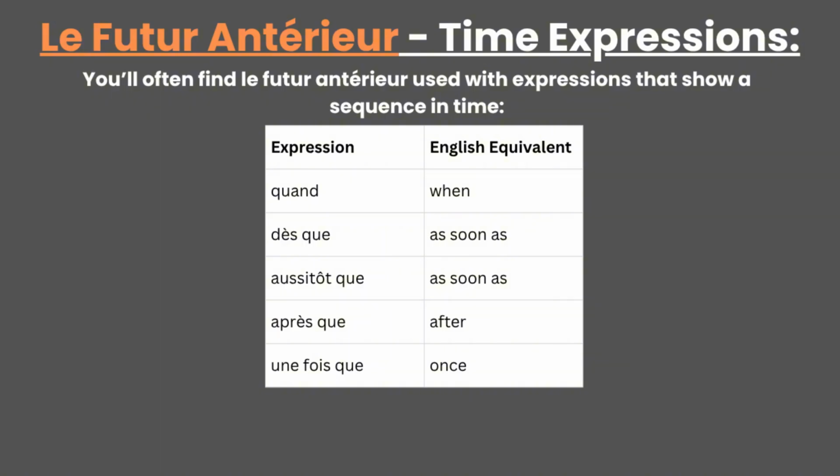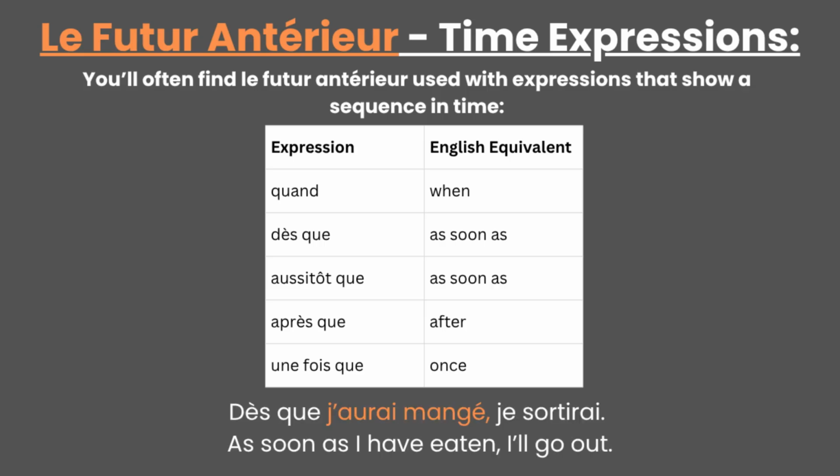Moreover, you'll often find the tense with phrases that show a sequence in time, like quand, dès que, aussitôt que, après que, une fois que. An example is Dès que j'aurai mangé, je sortirai.